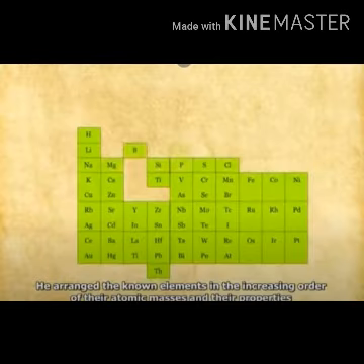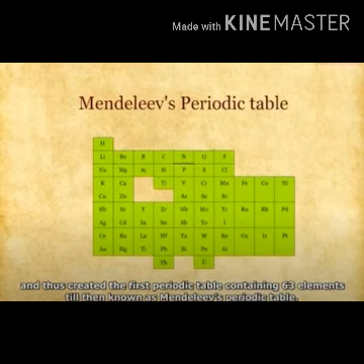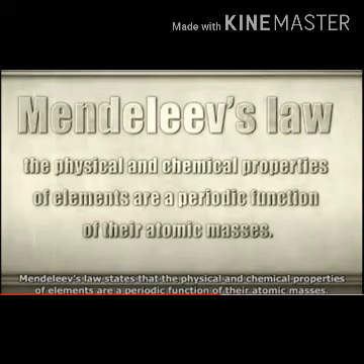Mendeleev arranged the known elements in the increasing order of the atomic masses and their properties. Therefore, he created the first periodic table containing 63 elements, then known as the Mendeleev periodic table. On the basis of that, he stated the law that the physical and chemical properties of elements are a periodic function of their atomic masses.